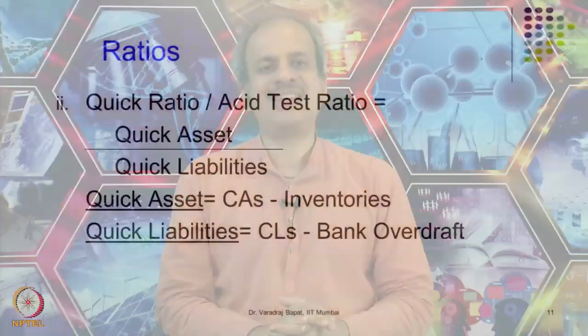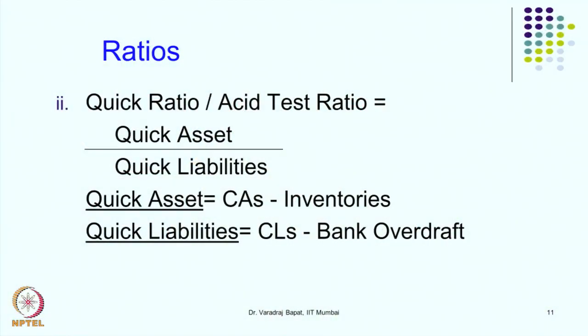That ratio is known as the quick ratio, or sometimes it's called the acid test ratio. Now, the formula is quick assets upon quick liabilities. So, in the current ratio, it was current assets upon current liabilities. In the quick ratio, we have adjusted the current assets by reducing inventories, and we have adjusted current liabilities by reducing bank overdraft.